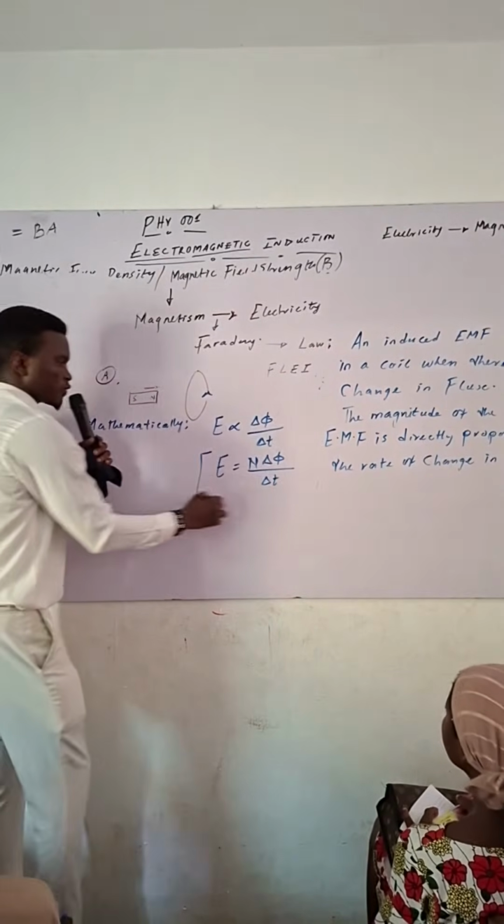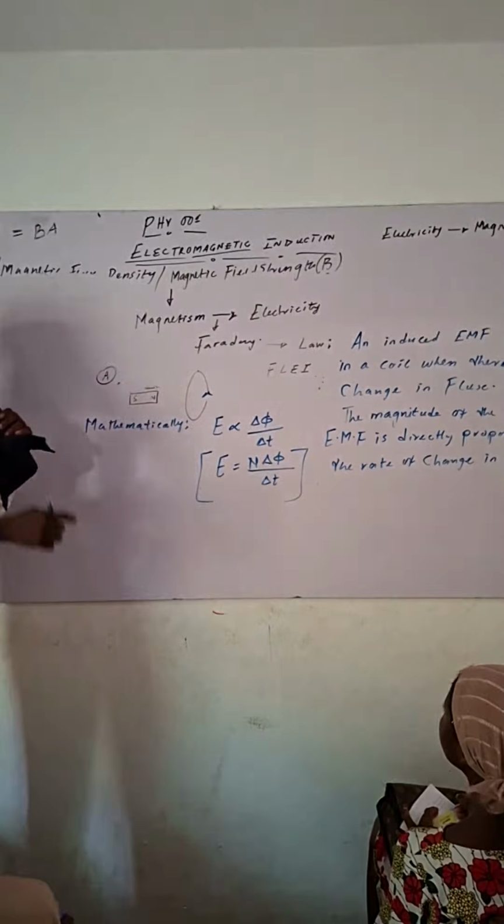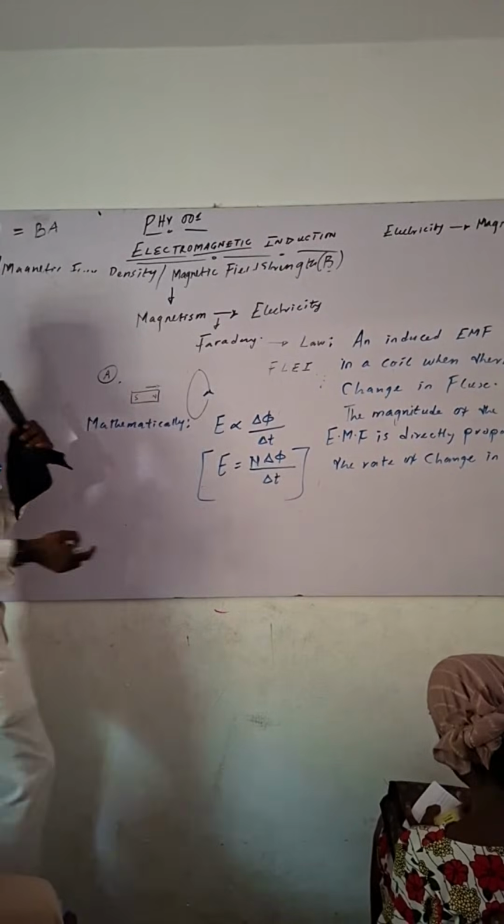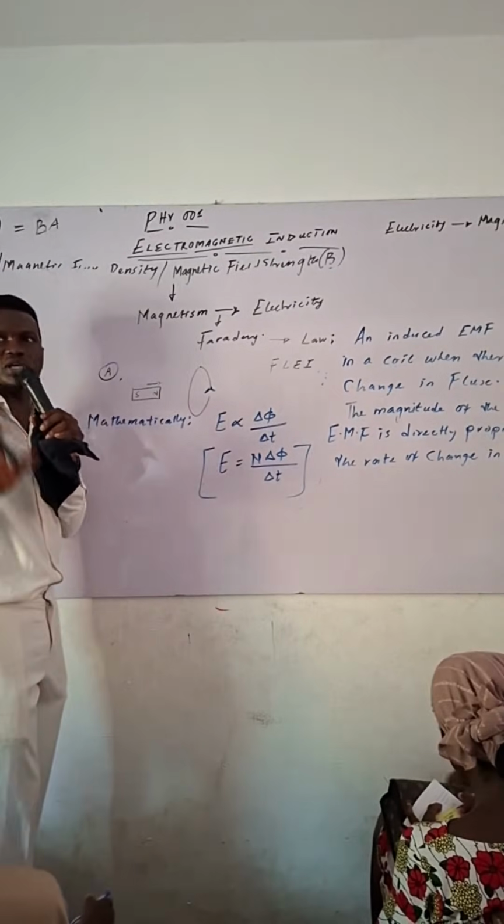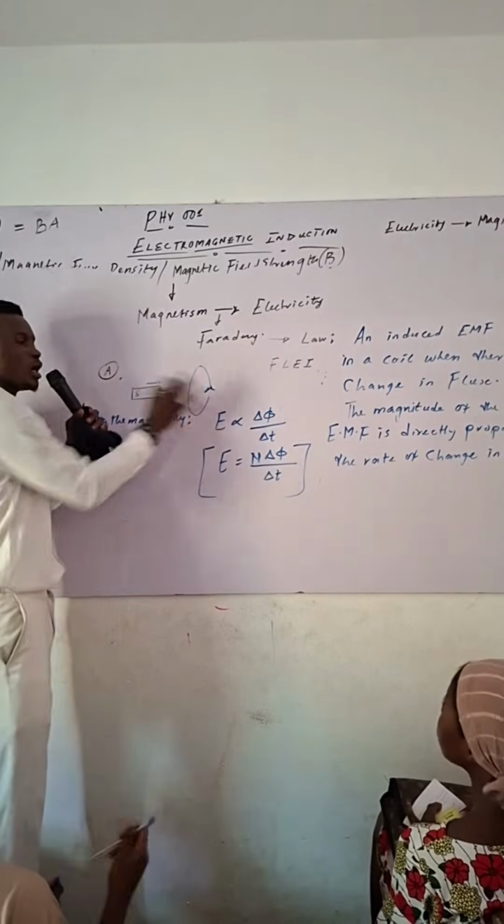Where does N come from? The number of turns of the coil. It's not just one coil. I want to make it simple. That's why I'm just using one coil.